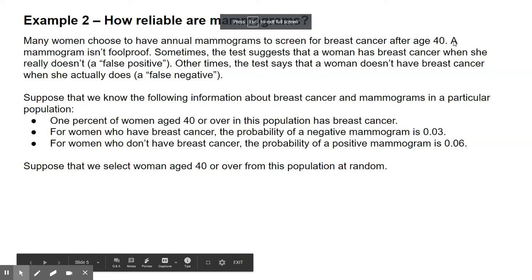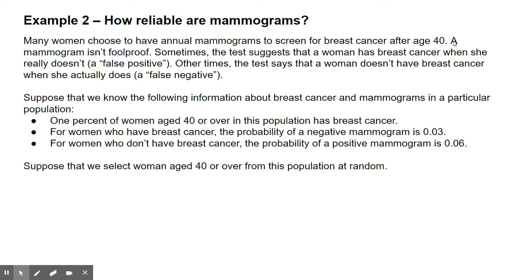Okay, example 2, how reliable are mammograms? This is very much in the news because of coronavirus and the testing, positive and negative tests, and there are things called false positive and false negative. So this is a good, relevant application of tree diagrams.